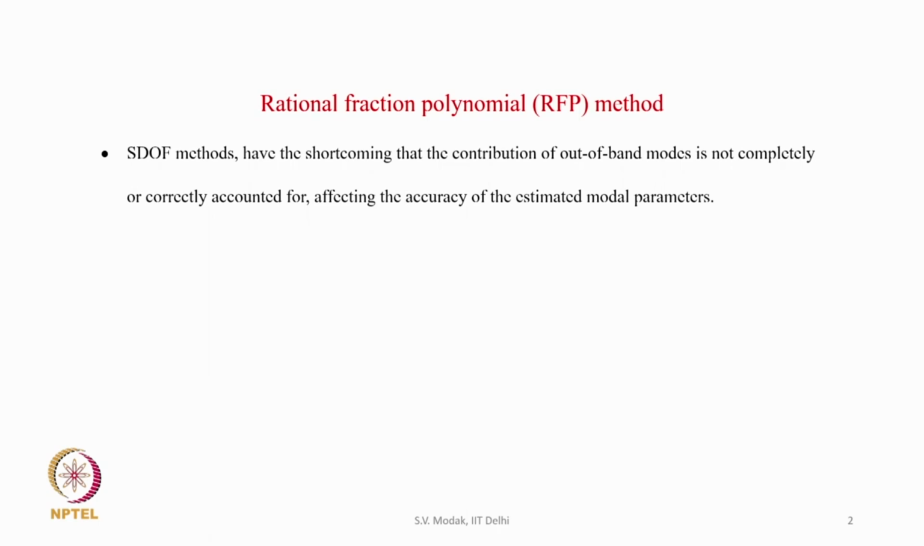The methods we studied in the last two lectures were single degree of freedom methods, and they have the shortcoming that the contribution of out of band modes is not completely or correctly accounted for, and this affects the accuracy of the estimated modal parameters. For example, the peak picking method and the line fit method completely neglected the contribution of modes which are not in the selected frequency band. Because these methods are based on the single degree of freedom assumption, the band is selected such that it has only one mode in the band. So those methods completely neglected the contribution of out of band modes.